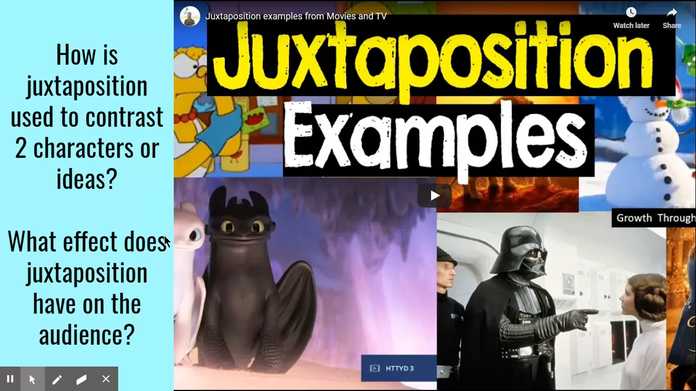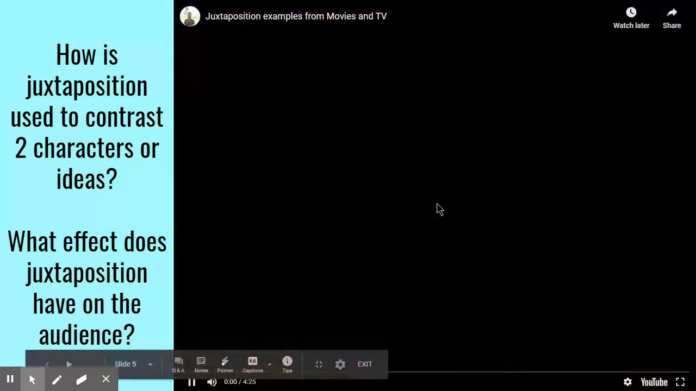So the two questions I have over here: how is juxtaposition used to contrast two characters or their ideas? And then what effect does just juxtaposition have on the audience? So remember, you're the audience. When you watch these scenes, think about, what did juxtaposition do here? All right, so let's get this thing started.